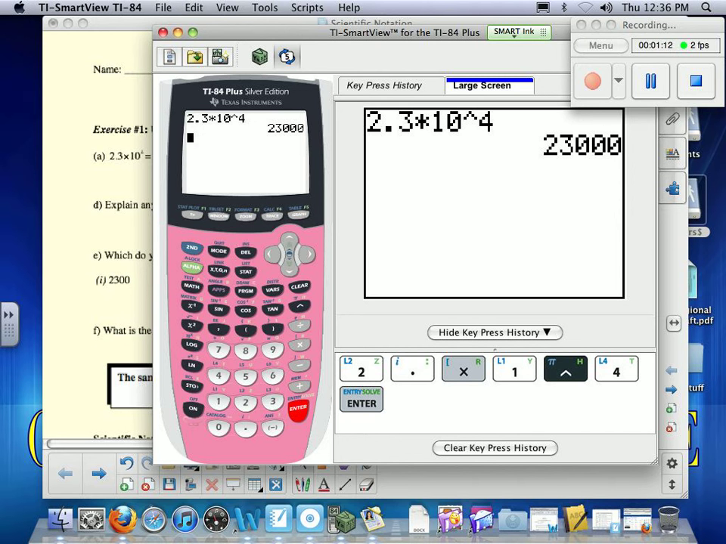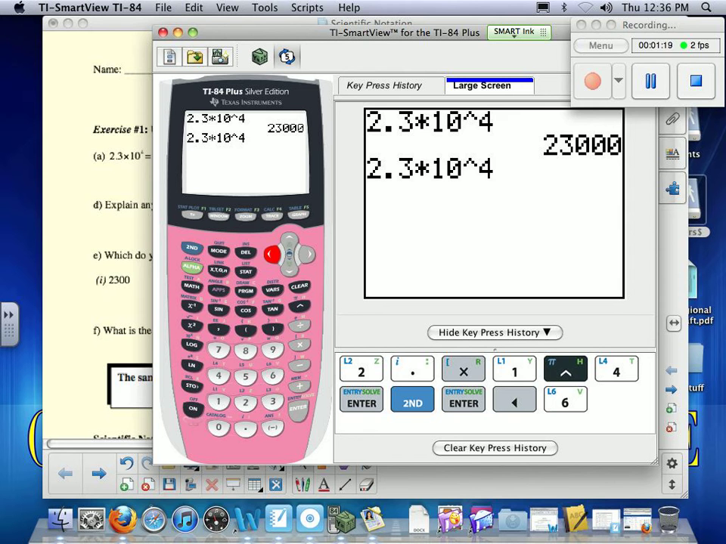Our next problem, letter B, has the 2.3 times 10 to the 6th, so I'm just going to cheat and not retype the whole thing. Do a second enter, change that exponent, and then get my answer. And then our last equation.